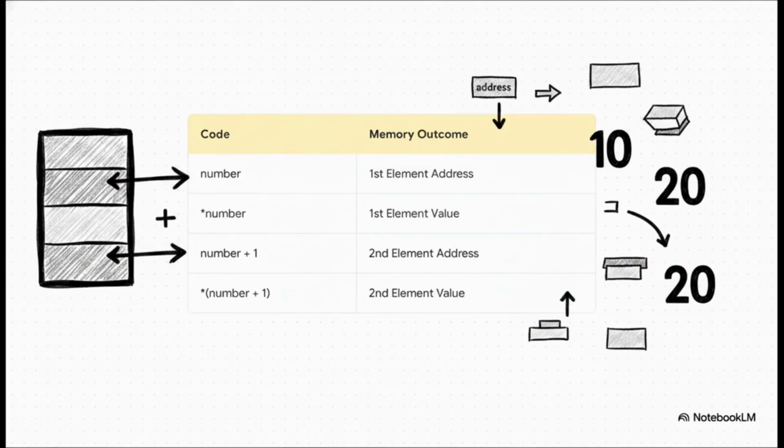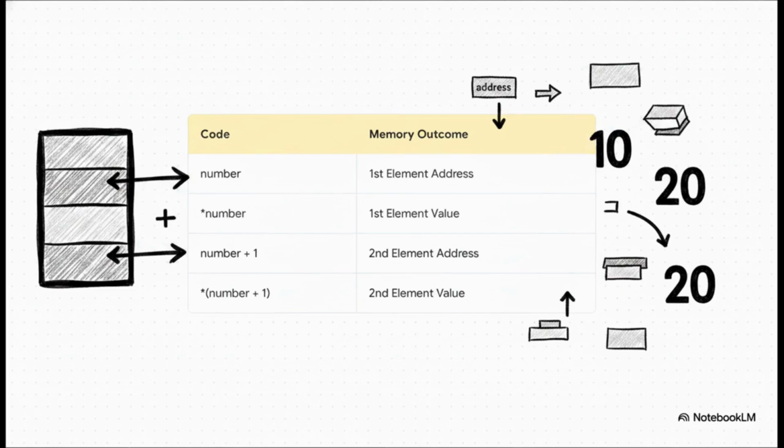Now, by slapping on an asterisk, the dereference operator, making it *number, we fetch the actual value sitting at that address, which is 10. So how do we move forward? Easy. number + 1 shifts the memory address forward to the second element's location.